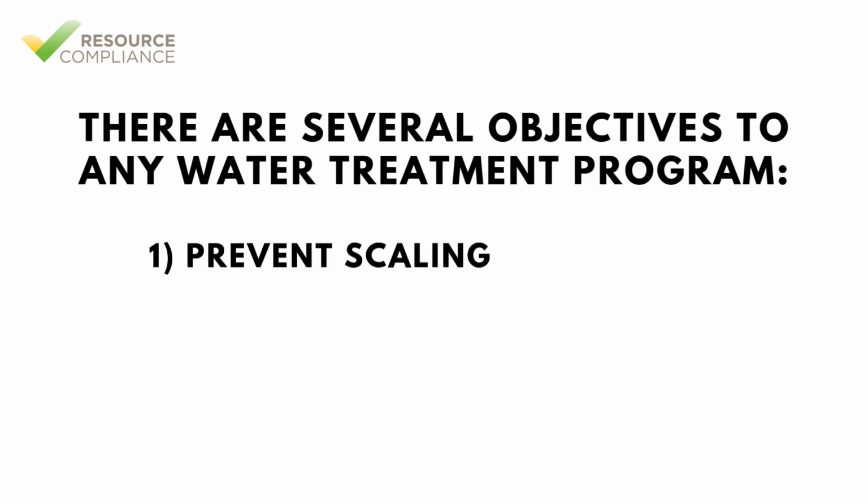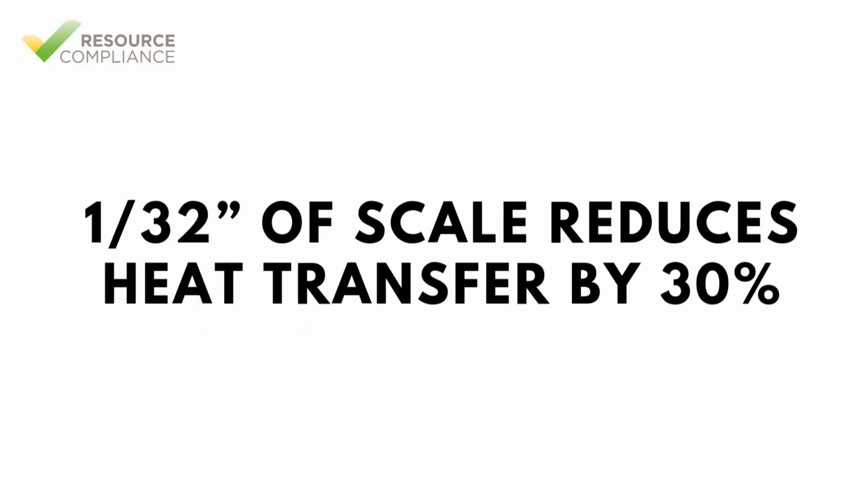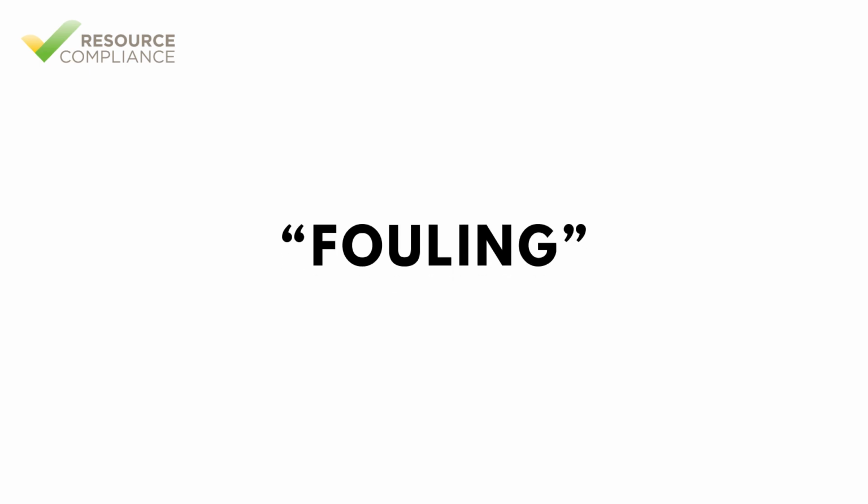First, a good water treatment system will prevent scaling. Scaling occurs when dissolved minerals such as calcium and magnesium precipitate out of the water and form deposits on heat exchange surfaces. This reduces heat transfer efficiency and increases energy consumption. Studies have shown that 1/32 of an inch of scale on a condenser tube reduces the heat transfer capability by as much as 30%. This reduction in performance caused by scale buildup is often referred to as fouling.